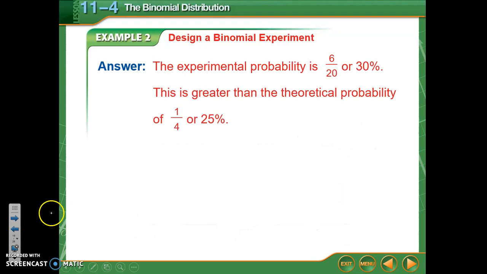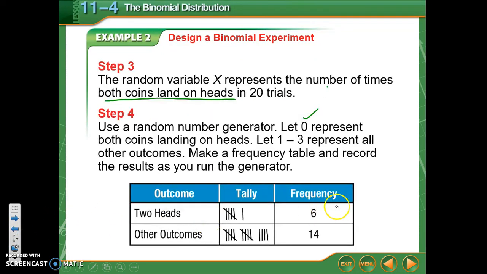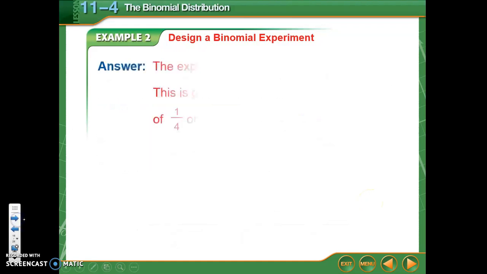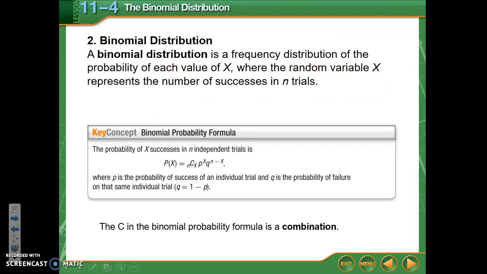So the experimental probability of success, if we look at our frequency table, is my successes that I got experimentally, 6 out of my 20 total trials. So my experimental probability is about 30%, and this is larger than my theoretical probability that we calculated at the beginning of 25%.